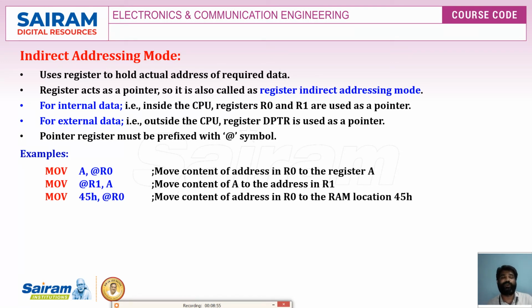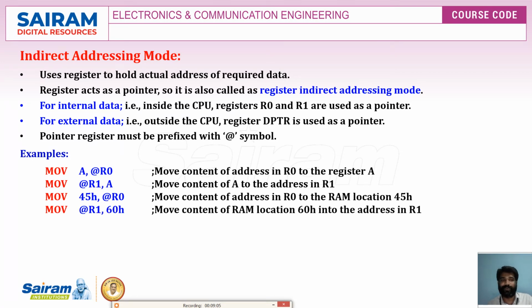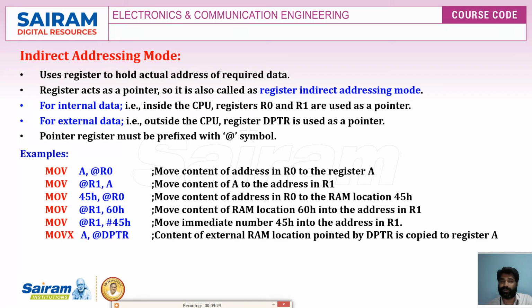And see, here the destination is 45h, a direct address. Source is an indirect address. So content of the location pointed by R0 is copied to the location 45h. And MOV @R1, 60h means destination is indirect address @R1 and source is 60h. So content of the location 60h is copied to the location pointed by R1. And similarly, an immediate number is copied to the location pointed by R1.